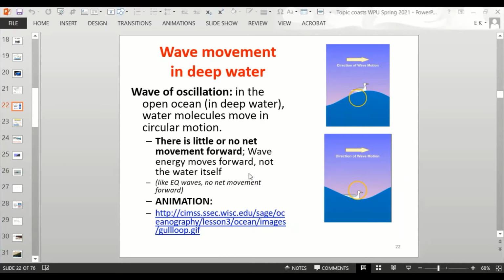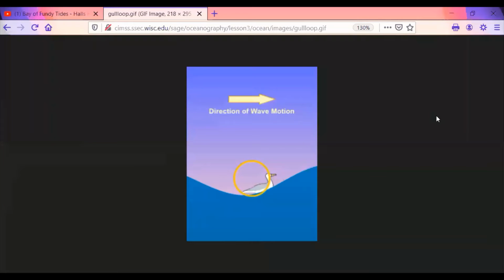You can think of it like an earthquake wave. When earthquake waves go through the ground, it's not moving all of the ground forward. It's a vibration going through the ground. And then I have an animation to show you.